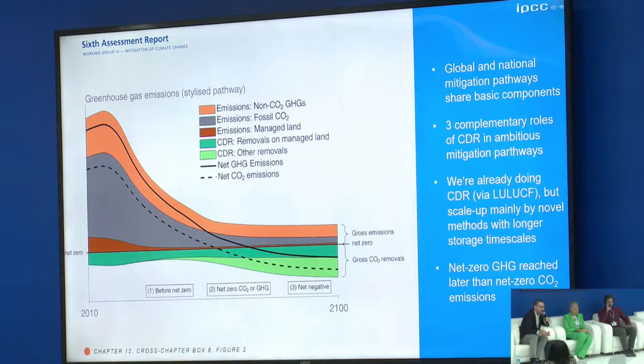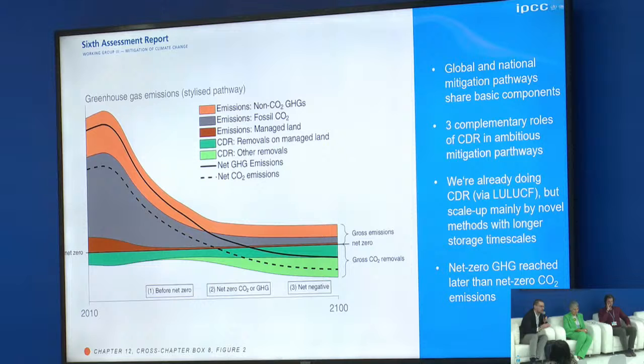And below the zero line, Chris already talked about that, we have removals on managed land already. We found it important to show that because it shifts the debate on CDR from should we really do it or not to, okay, we are actually doing it already. The question is, how do we want to go on with that in the future? And then that's the dark green area, and the light green area, other removals we're not doing already. And that leads you to the net emissions line.